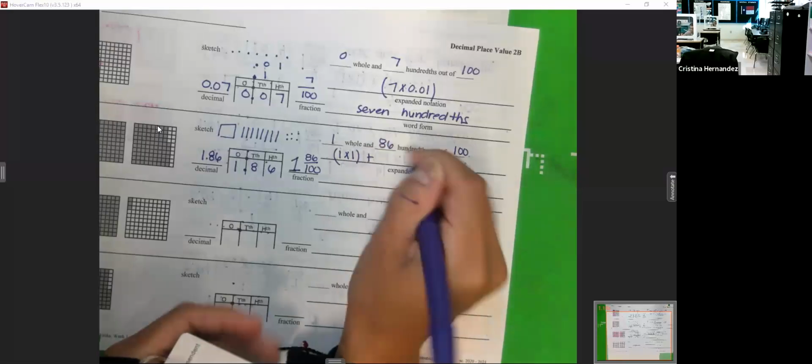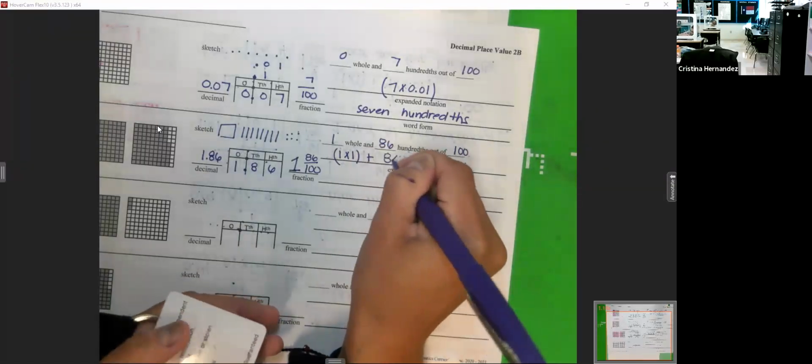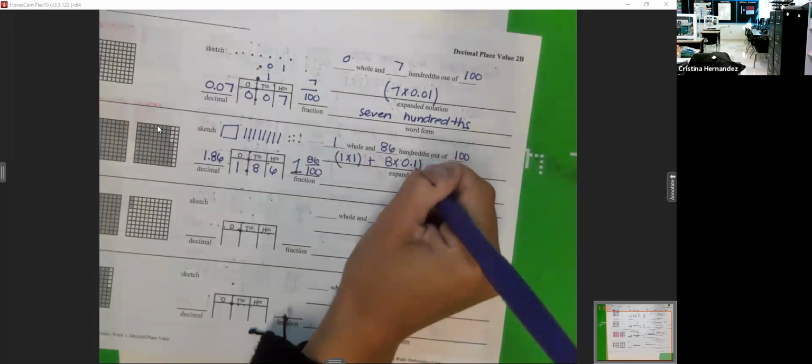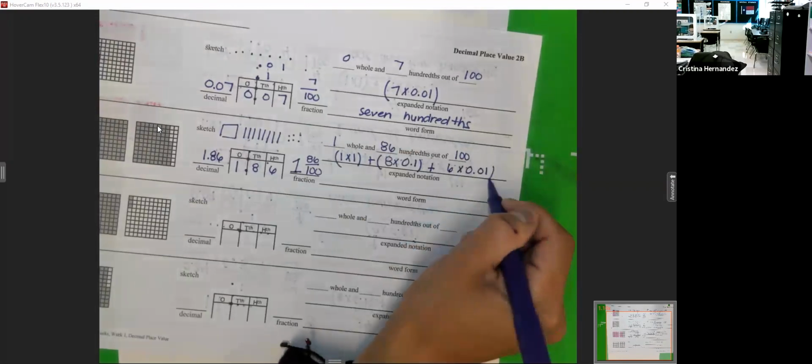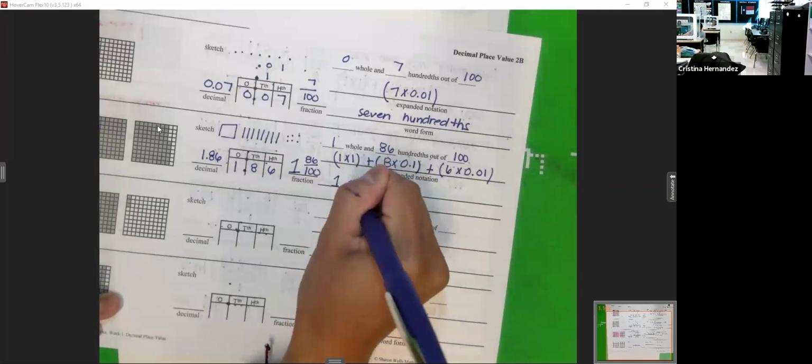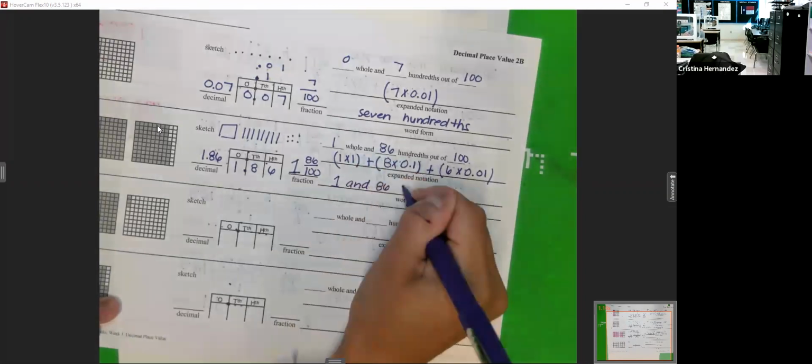Then expanded notation. 1 times 1 plus, I saw Chloe had this right. Right, Chloe? 8 times what? 0.1. Yeah, good job. Then plus, AJ, you were close on this one. 6 times 0.01. Exactly, yep. I won't make y'all write every individual word. 1 and y'all can write it like this, 86 hundredths. Whatever you write right here is what you would write down here minus the whole part.